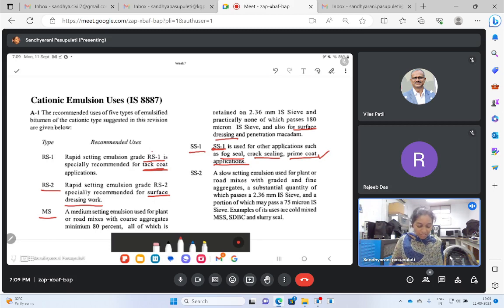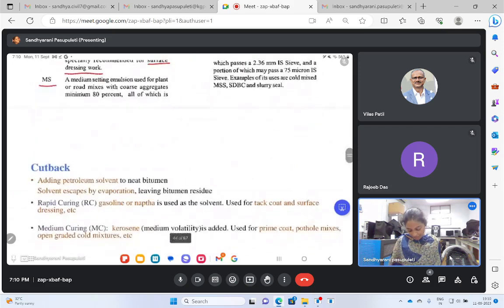If I use the rapid setting in this application, what happens? By the time it enters the voids of the granular layer, it will automatically break. When I say it breaks, it means water has evaporated on the surface of the small bituminous particles and the charge has gone. Then immediately the entire bitumen will come together and become very stiff. The viscosity is very high, and as the viscosity is very high, it will not move downwards. So slow setting 1 and 2 are used for these repair works that require a long time.